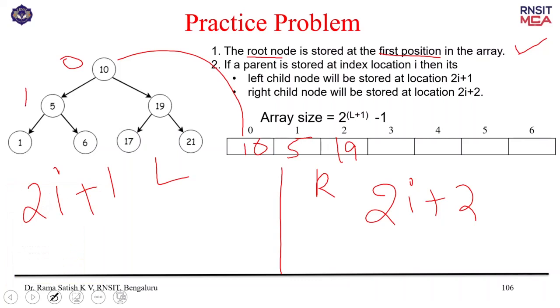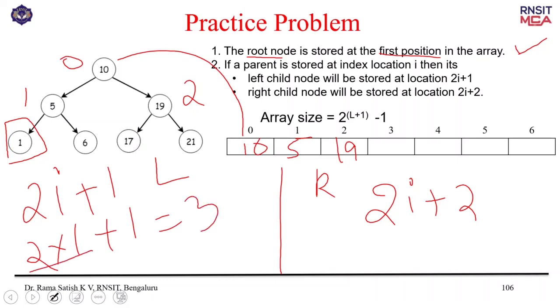Your 5 is located at position number 1. 19 is located at position number 2. Done. Now I want to store 1. So 1 is the left child, and 2 into position of the parent. 1's parent is 5. 5 is located at position number 1. So 2 into 1 is 2, plus 1, that is 3. So 1 is stored in position number 3.